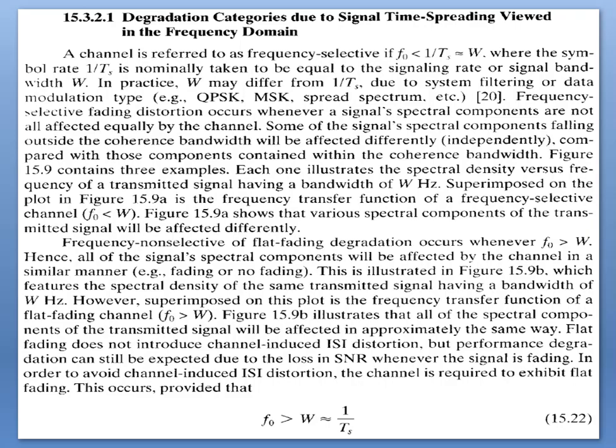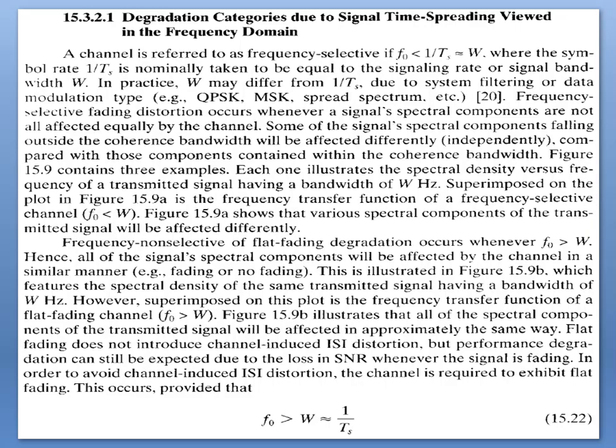In order to avoid channel-induced interference distortion, the requirement for flat fading is that f0 must be greater than W, which is approximately equal to 1 by Ts. Hence, the channel coherence bandwidth f0 sets an upper limit on the transmission rate that can be used without incorporating an equalizer in the receiver, for the flat fading case where f0 is greater than W.